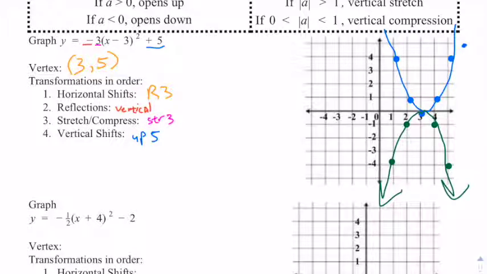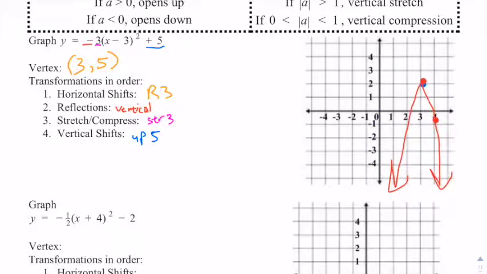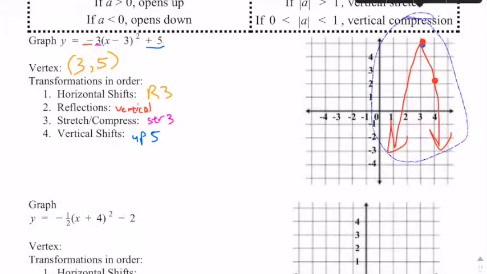Okay, now I'm going to stretch and compress it. I'm going to do my stretch by a factor of 3. So instead of going down 1, I'm going to go down 1, 2, 3. See how I stretch that one vertically on both sides? Then I'm going to stretch this one. Instead of going down 4, I'll go down 12. Well, I can't really do that, so this is enough. And then finally I move it up 5. So there we go. There's a nice little sketch of my parabola.